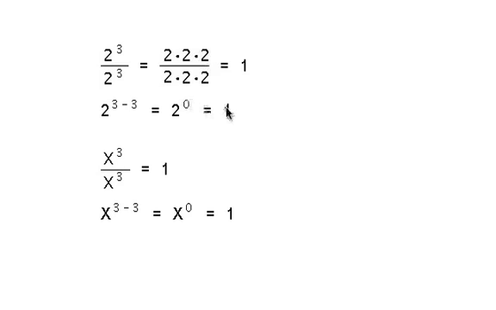Any number to the 0th power is 1. That's to keep the system consistent. For example, 2 to the 3rd divided by 2 to the 3rd is 1. By the subtraction rule, it's 2 to the 3 minus 3, or 2 to the 0. Same, number divided by itself is equal to 1. By the subtraction rule, it's x to the 3 minus 3, or x to the 0. So x to the 0 is equal to 1. Anything to the 0th power is equal to 1.